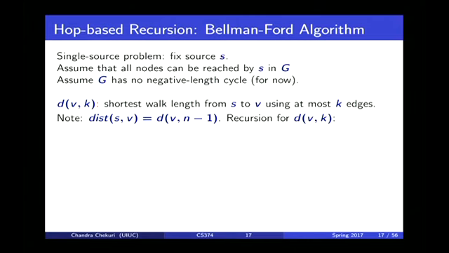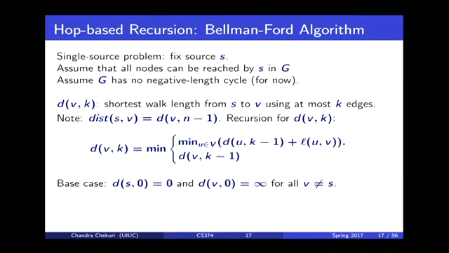Now the question is, can we write a recursion for d_v^k in terms of k? If we can do that, then we can find them recursively. I claim it's very simple actually. What is d_v^k? It's the shortest walk length from S to V using at most k edges. It's either d_v^(k-1). What does that mean? That the shortest walk from S to V doesn't need k edges; it uses only k minus 1 edges or fewer. Then it is d_v^(k-1).